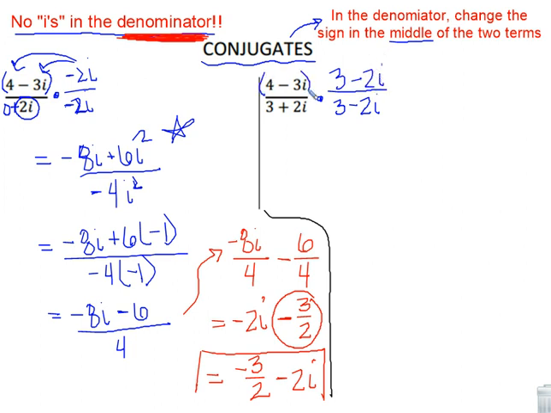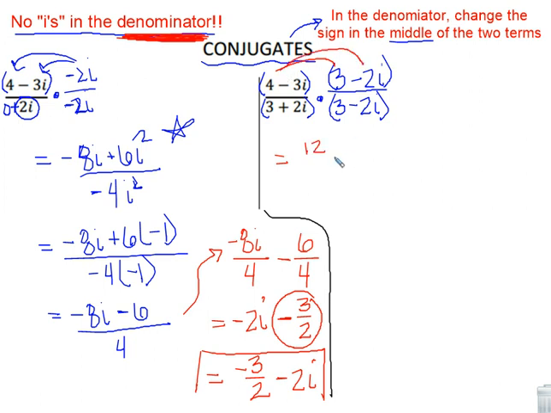Now here's where it's going to get good. We have this whole top times this whole top, and then this whole bottom times this whole bottom. So we're going to have a bunch of distribution going on here. We're going to take 4 times 3, so there's our first swoosh, we get 12.